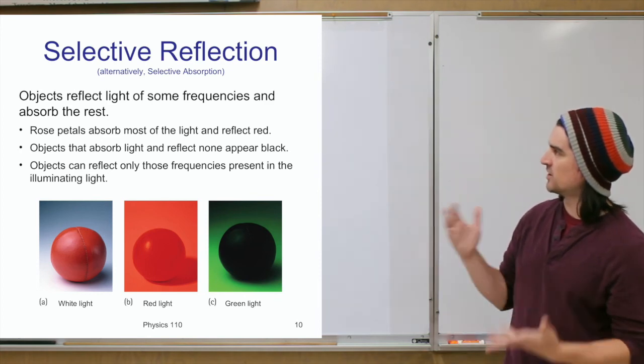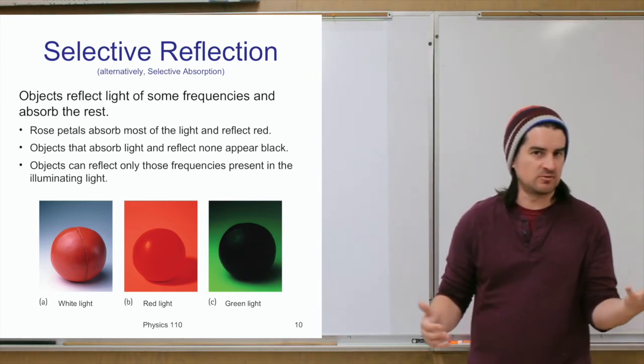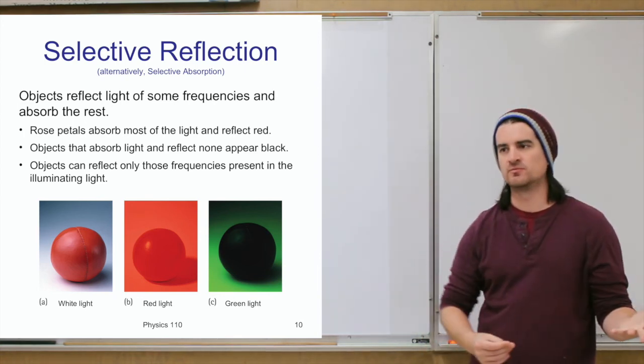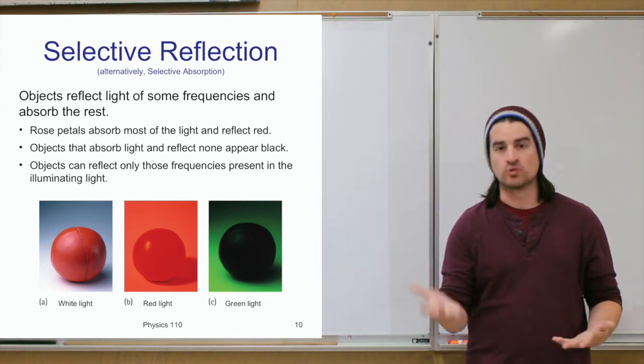So this is something you call selective reflection. You could also think about selective absorption, right? Objects are going to reflect certain frequencies of light and absorb other ones.